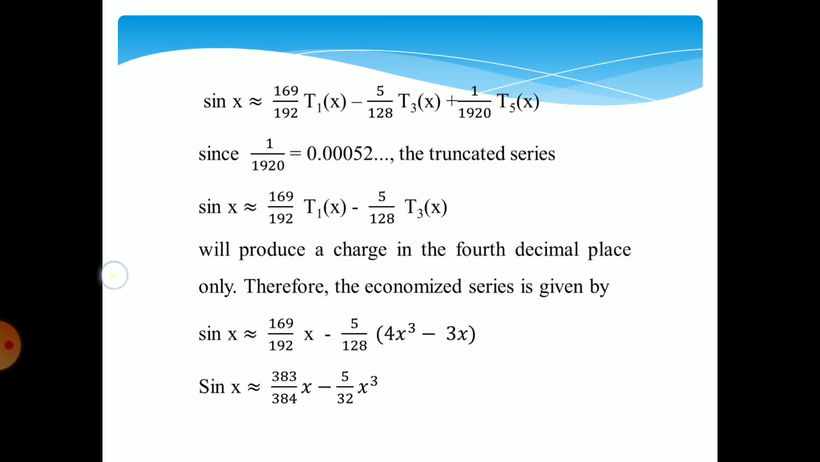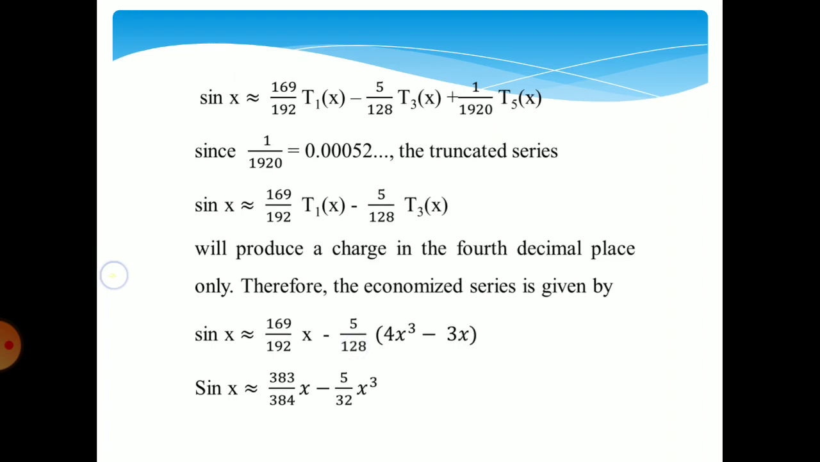sin x is equal to 169 upon 192 t1x, which means x, minus 5 upon 128 t3x, where t3x is 4x cube minus 3x. Then again simplifying this, we get sin x is equivalent to 383 upon 384 x minus 5 upon 32 x cube.